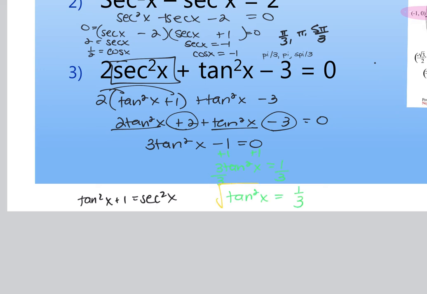Square root both sides, putting a plus and minus in the front, and I get tangent of x equals plus and minus the square root of 1, which is 1, over the square root of 3, which gets rationalized to root 3 over 3. So because it's plus and minus, I'm looking for all the places tangent is root 3 over 3, positive or negative. Those are all the over 6's. So this is pi over 6, this is 5 pi over 6, 7 pi over 6, and 11 pi over 6.